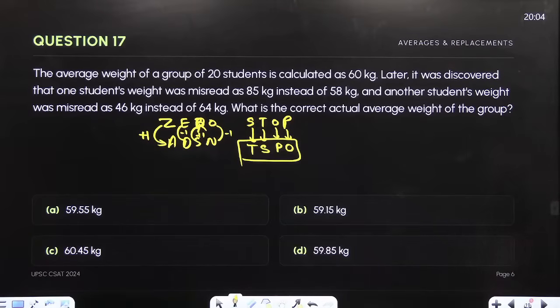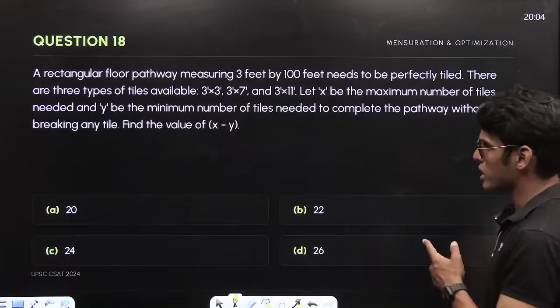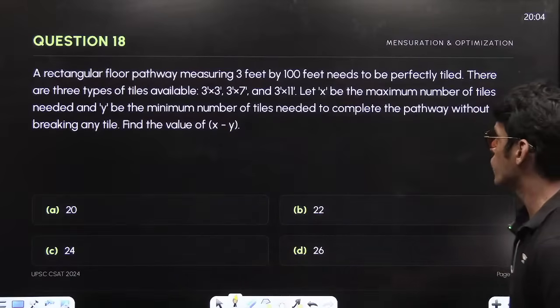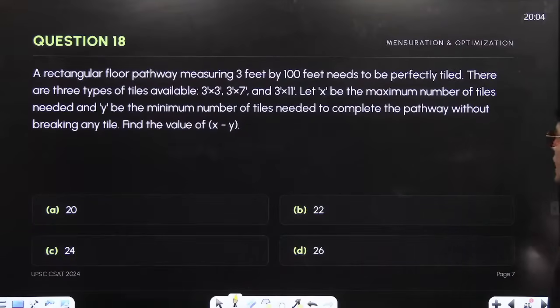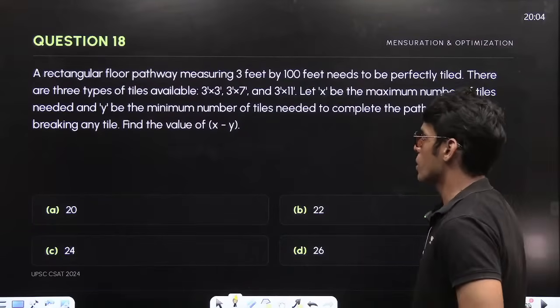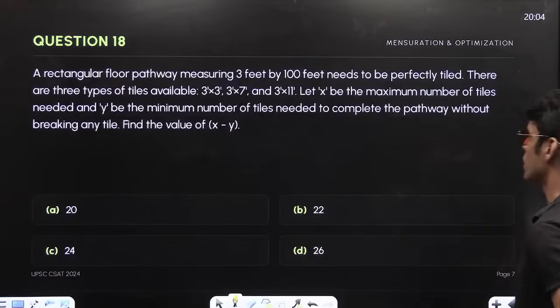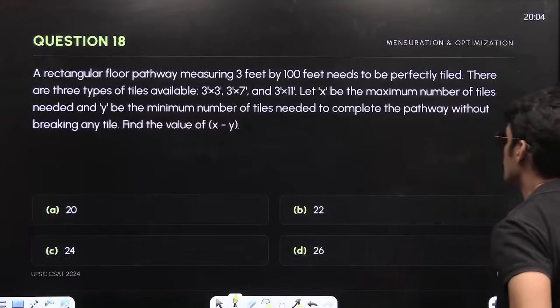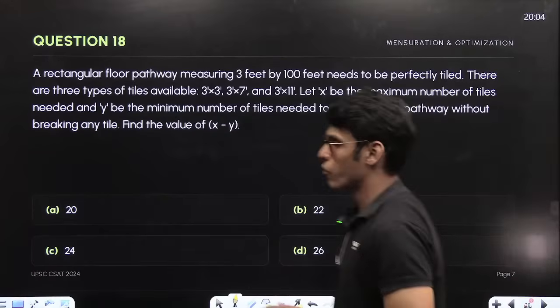Perfect. Now let's move on to the next problem. This was an easier one, in my opinion, a reasoning one. A rectangular floor pathway measuring 3 feet by 100 feet needs to be perfectly tiled. There are 3 types of tiles available: 3 by 3, 3 by 7, 3 by 11. Let X be the maximum number of tiles needed, and Y be the minimum number of tiles needed to complete the pathway without breaking any tile. Find the value of X minus Y.